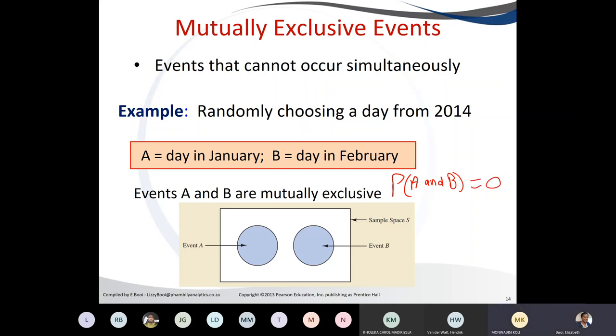The other thing I need to make you aware of is that if we write the probability of A and B, we can also write it as the probability of A intersect B. They mean one and the same thing. You will see sometimes, maybe in past exam papers, they use intersect. Sometimes they will use and. So you must know that the two refer to the same thing. The probability of A and B and the probability of A intersect B is the same thing, which will be equal to zero. Those are mutually exclusive events.